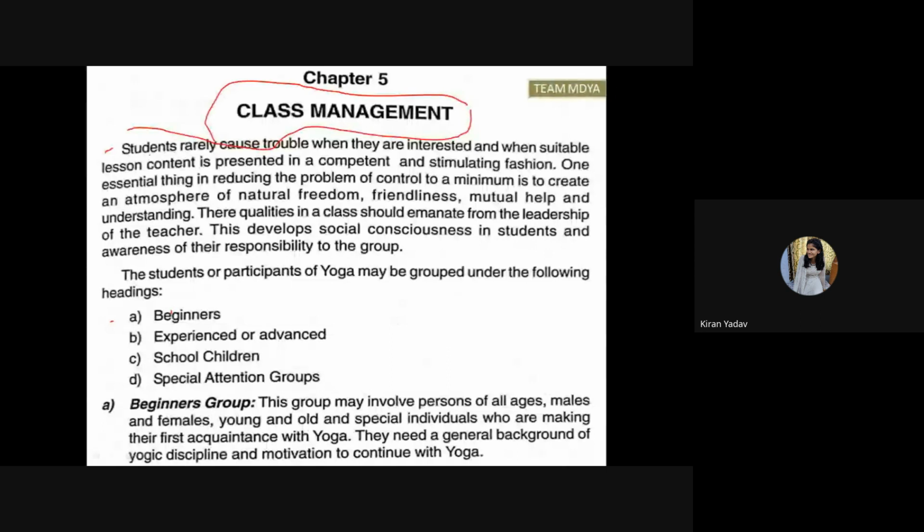Students rarely cause trouble when they are interested and when suitable lesson content is presented in a competent and stimulating fashion. So if students are interested to learn, then they won't cause any trouble in the class. One essential thing in reducing the problem of control to a minimum is to create an atmosphere of natural freedom, friendliness, mutual help, and understanding.